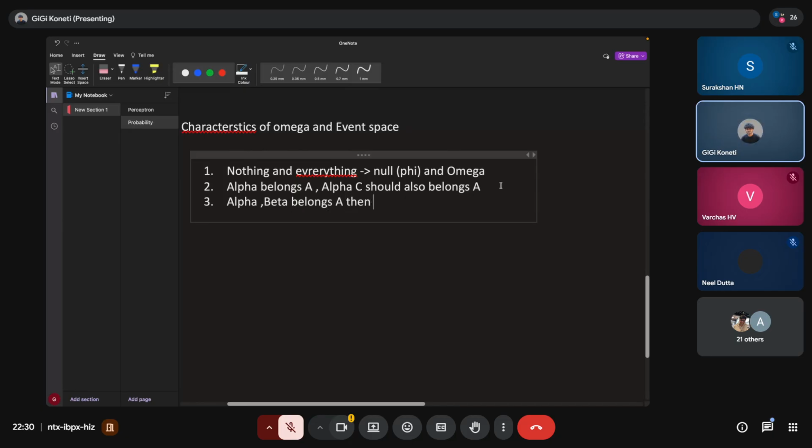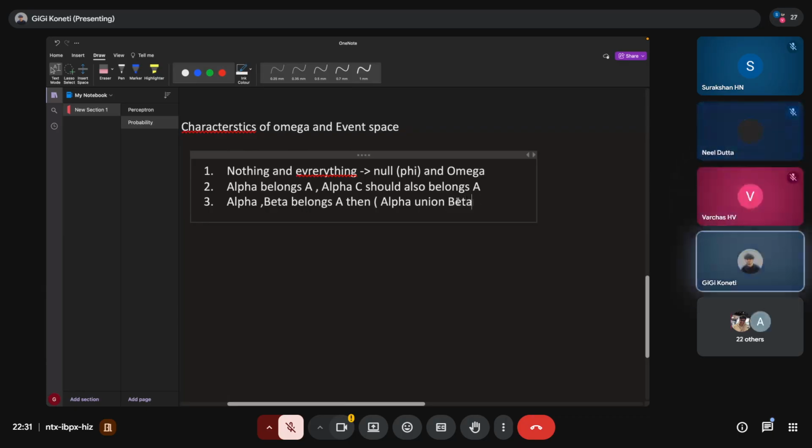Then alpha union beta should also be in A. So alpha is an event, like let's say getting 2 and 3 out of 1, 2, 3, 4, 5, 6, and beta is an event which is getting 6 out of 1, 2, 3, 4, 5, 6.